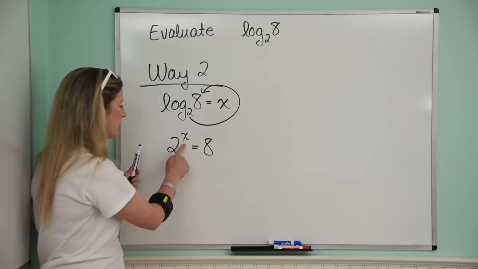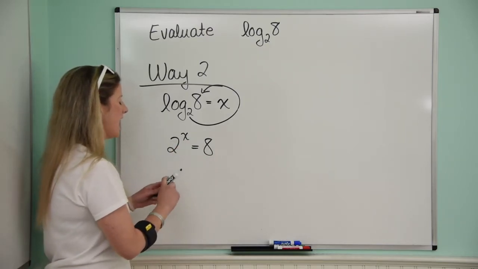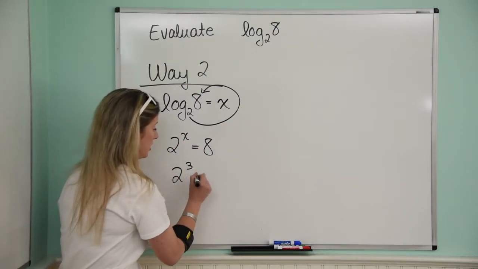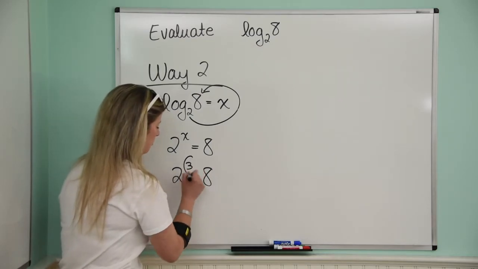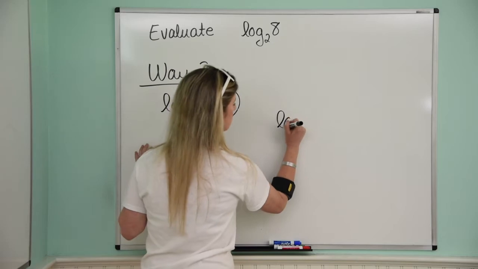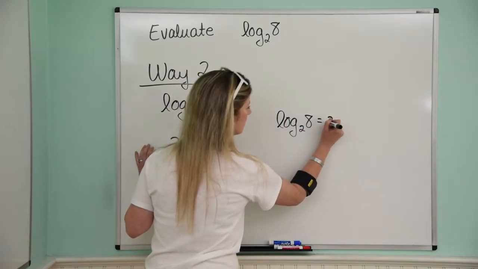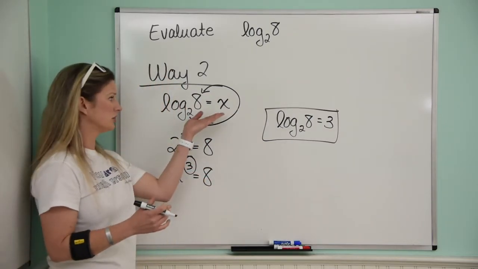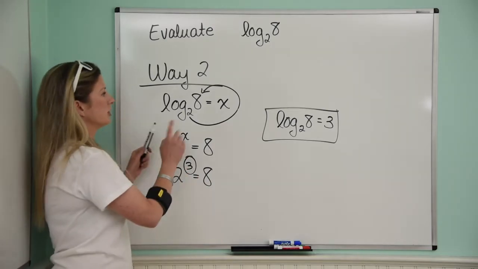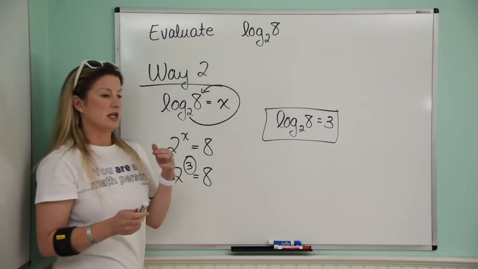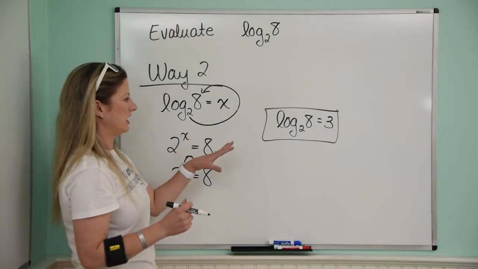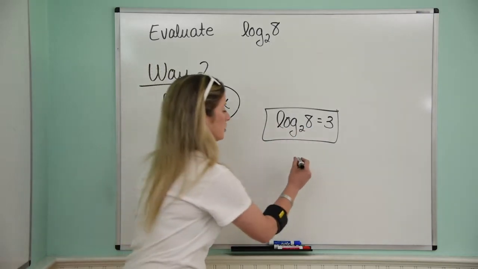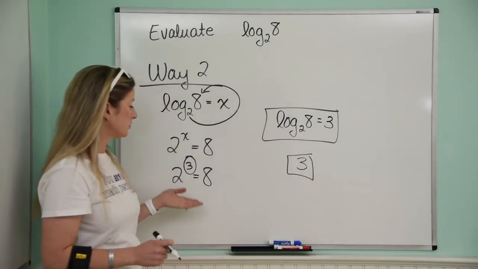So I just need to raise 2 to what to get 8? We know we're dealing with small numbers, so it's going to be 3. We're going to raise 2 to the third, so if I rewrite this, it's log base 2 of 8 equals 3. Don't ever write it as x equals, unless your teacher put x in there. If your teacher just wrote log base 2 of 8, he or she is just going to want an answer. You can either write the whole thing, log base 2 of 8 equals 3, or just write 3.